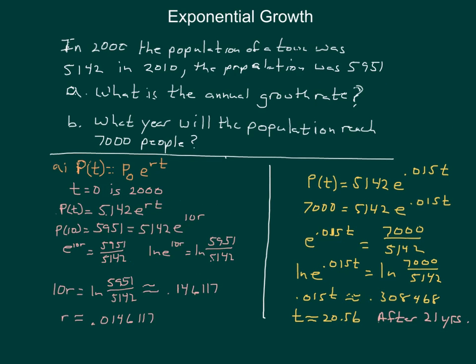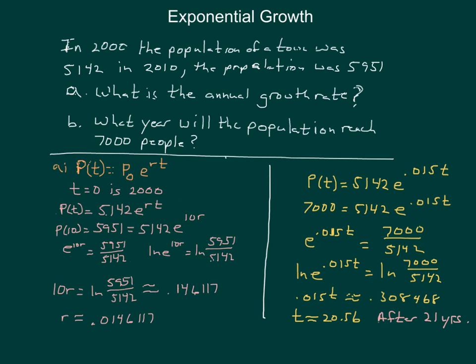Let's start out here with an exponential growth, an example of that. In 2000, the population of a town was 5,142. In 2010, the population was 5,951. Part A, what is the annual growth rate? And Part B, what year will the population reach 7,000 people?